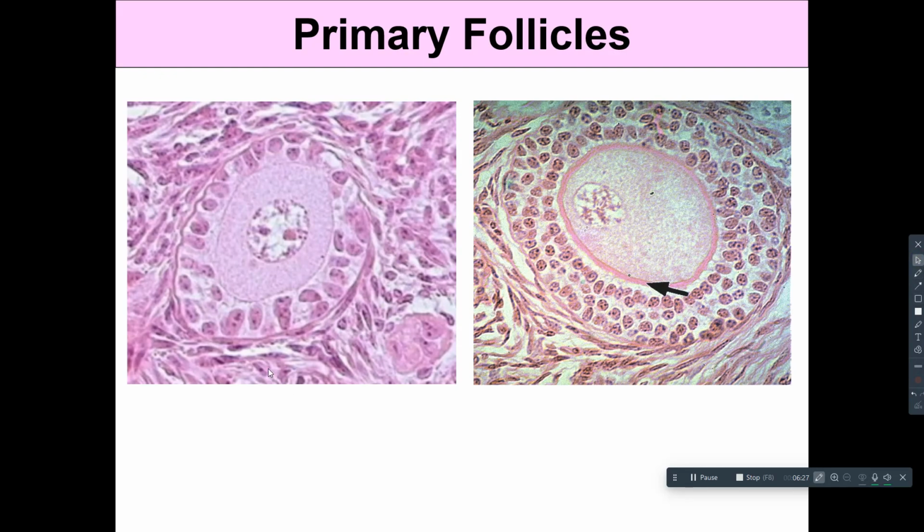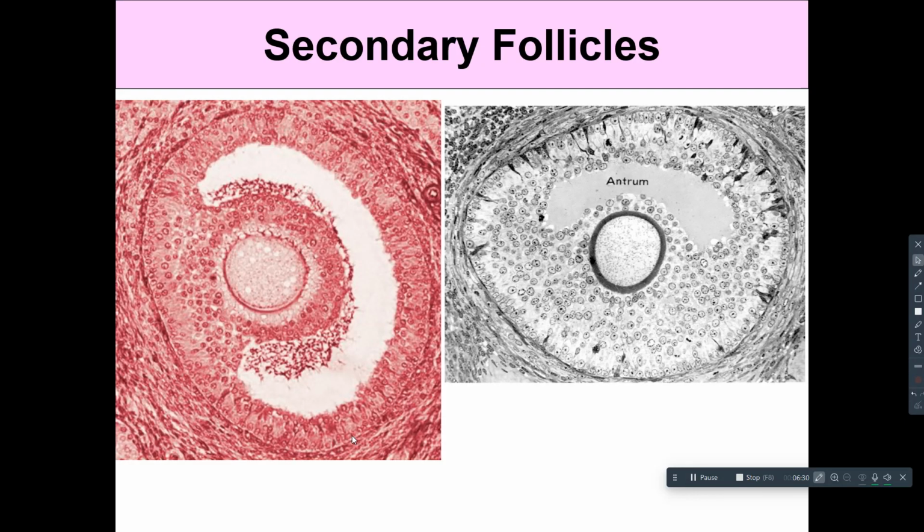Most primary follicles will die, but some will go on to become secondary follicles, which have a developing space in here. The space is known as the antrum. And when we see a small developing antrum, we know that we have a secondary follicle. And the secondary follicles, most of them are going to die. Typically, only one secondary follicle ends up becoming our next stage, which is the Graafian follicle.